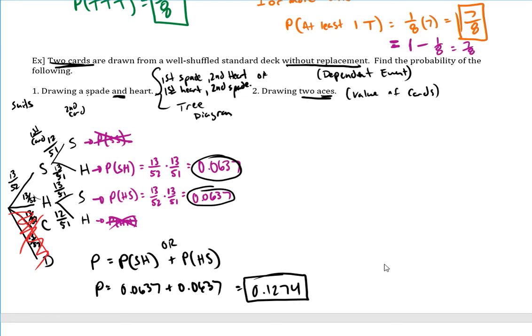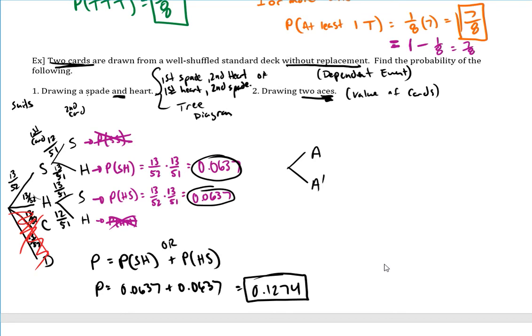Okay, since it's only talking about aces, I'm going to say for my tree diagram, let's do ace and not ace. I don't want to do all 13 different values: 2, 3, 4, 5, 6, 7, 8, 9, 10, jack, queen, king, ace. Since ace is the only thing that's important to us in this problem, I'm going to do ace and the complement of the ace.